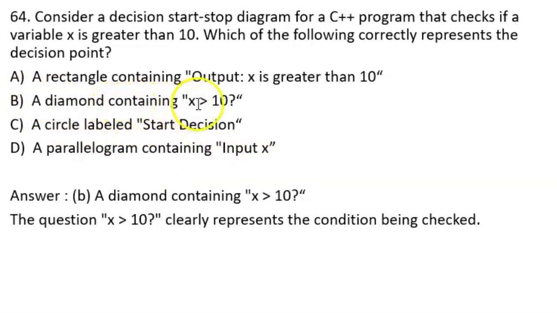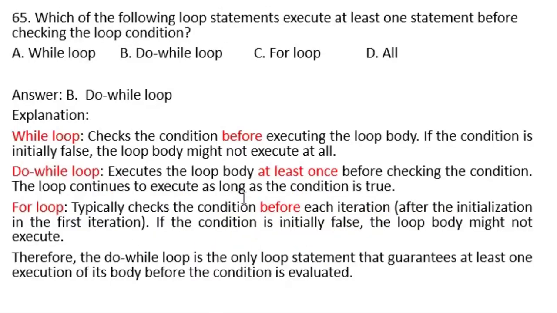The answer is B, a diamond containing x greater than 10, because a decision checks for true or false, or greater than or less than. The diamond symbol will be drawn with x greater than 10, and the condition will be checked, either true or false.